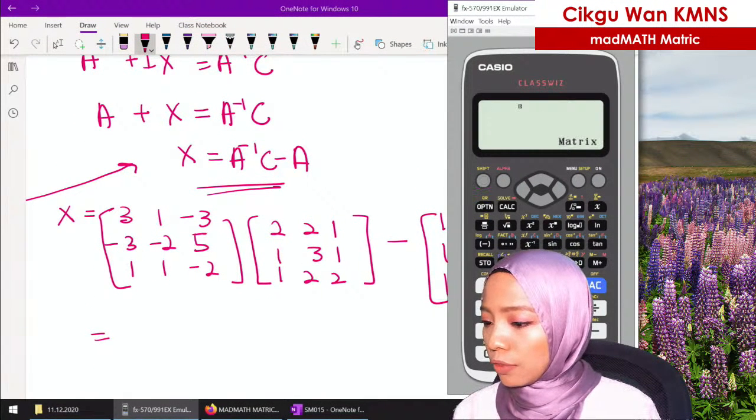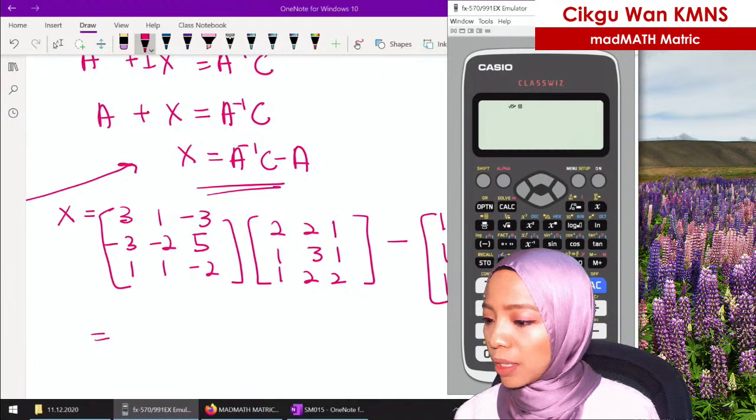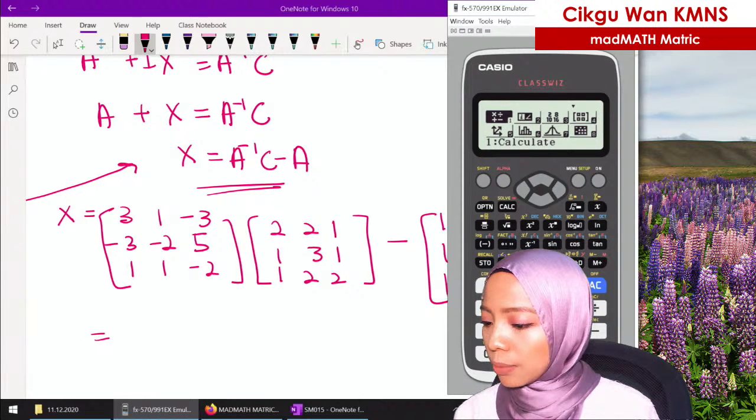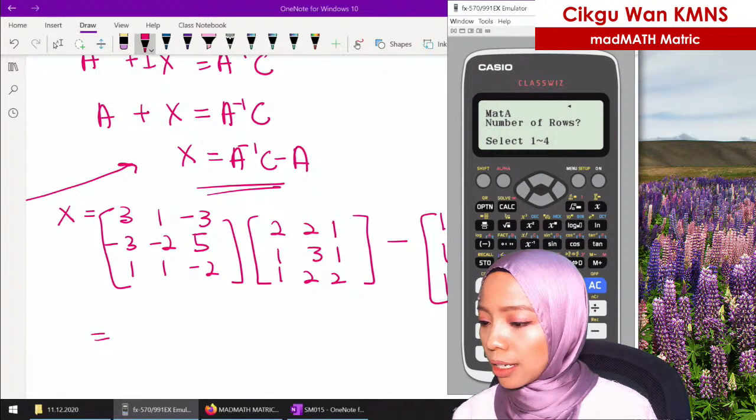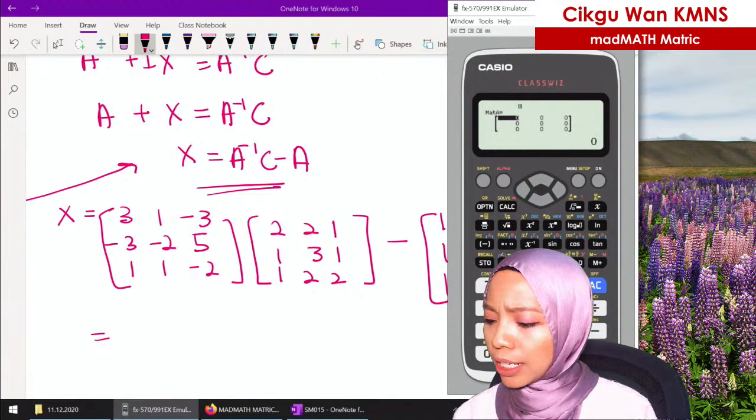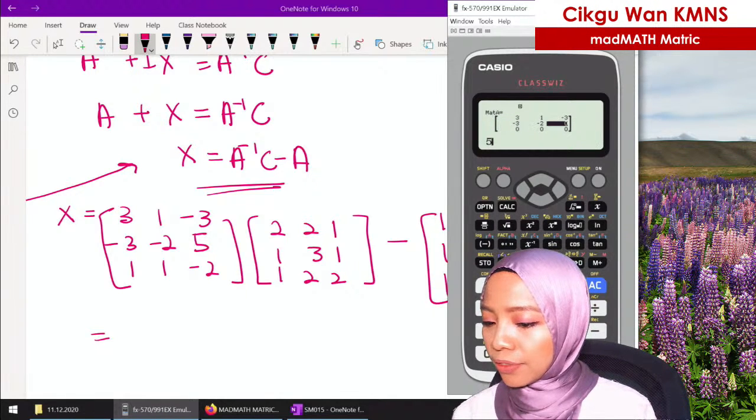Okay, shift, reset. Alright, matrix A. Calling for matrix A. Press 4. And then matrix A, 3 times 3. 3, 1, negative 3. Negative 3, negative 2, 5. 1, 1, negative 2.